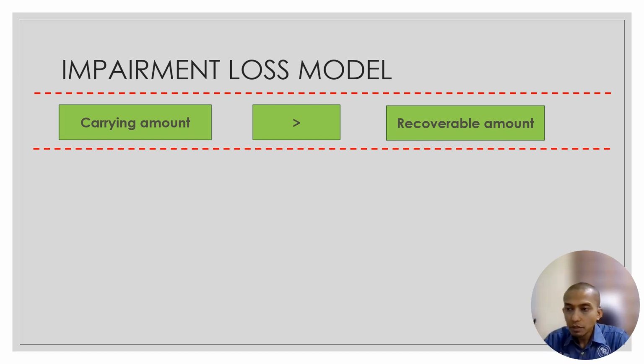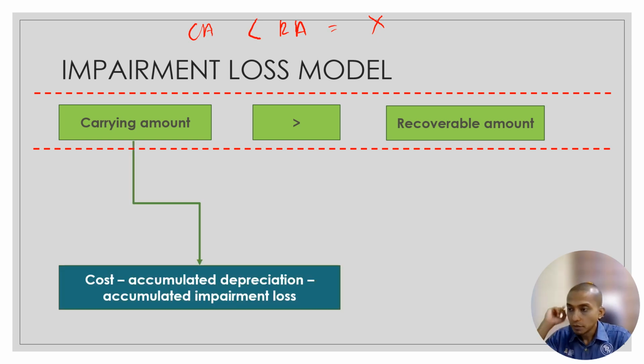What if recoverable amount is more than carrying amount? What if the other way around? Carrying amount is less than recoverable amount. So this one, nothing happened. Nothing happened because this one is normal. Impairment loss only happens when carrying amount is more than recoverable amount, right?